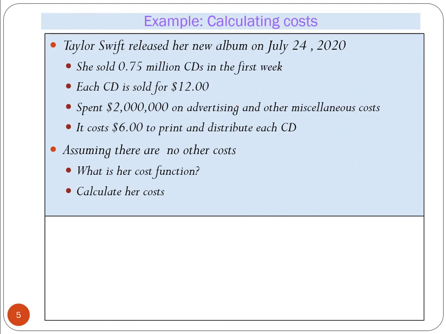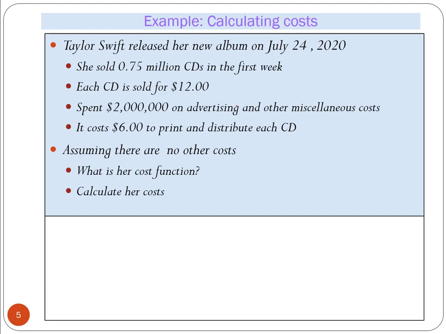So here we have an example. We've got Taylor Swift. She released a new album, and she sold in the first week 0.75 million CDs. So we're imagining that she's still selling CDs. Each CD is sold for $12, and she spent $2 million on advertising and other miscellaneous costs, maybe the shipping of the CDs out to the stores. And each CD that she produced, she had to print and distribute, and that cost $6 per CD. So $6 for printing and distribution of each CD. And we're just going to assume there are no other costs.